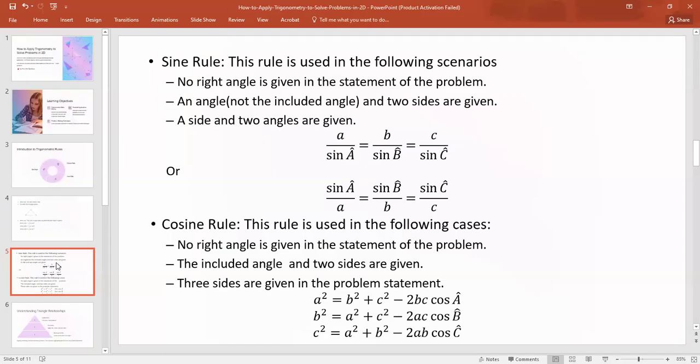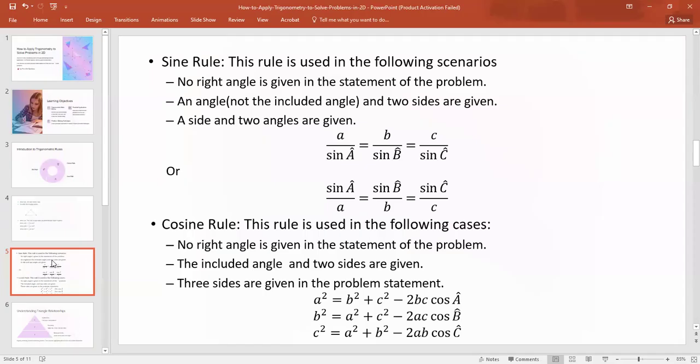What can we say about the cosine rule? Take note that the cosine rule is used in the following cases: when no right angle is given in the statement of the problem. It's also used when the included angle and two other sides are given, or when three sides are given in the statement of the problem. How do we state this cosine rule? It states that the side A squared is equal to the side B squared plus the side C squared minus 2 times the side B times the side C times cosine of the angle A.